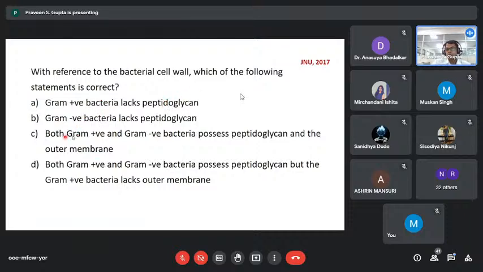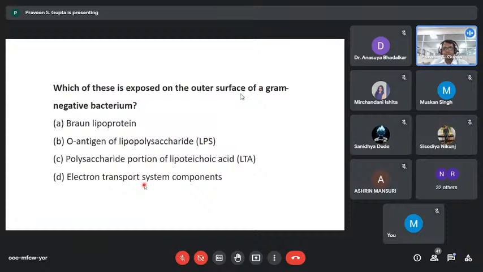C is saying that both gram-positive and gram-negative bacteria possess peptidoglycan and outer membrane. This is wrong because you know very well that the outer membrane is not present in gram-positive bacteria, and hence you will come to the fourth option, where it says that both gram-positive and negative bacteria possess peptidoglycan, but it lacks the outer membrane in gram-positive. So the answer will be D. Now, which of these is exposed to the outer surface of gram-negative bacteria? The answer is well known to you. It is the LPS layer.